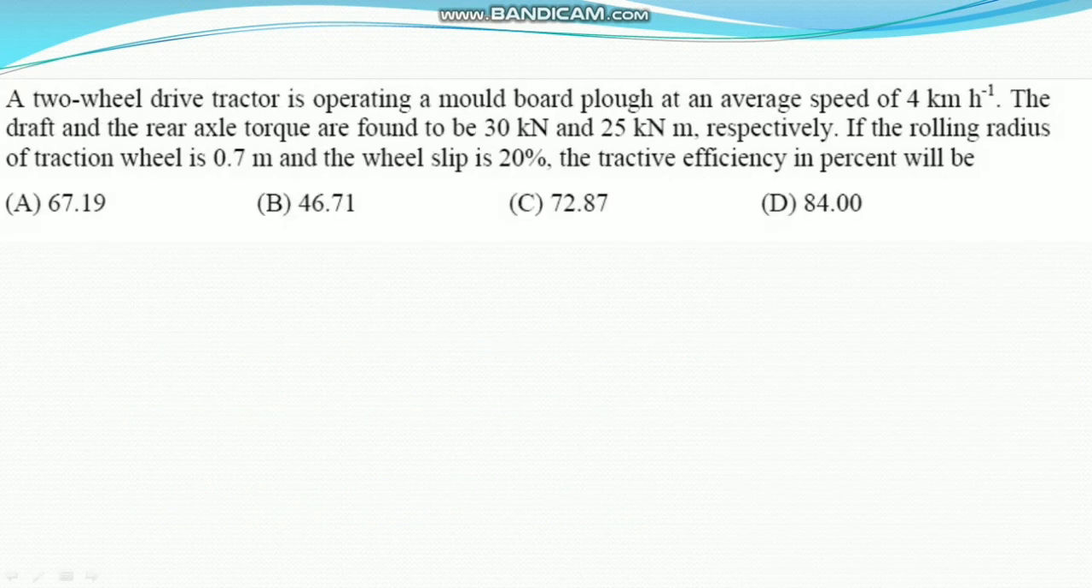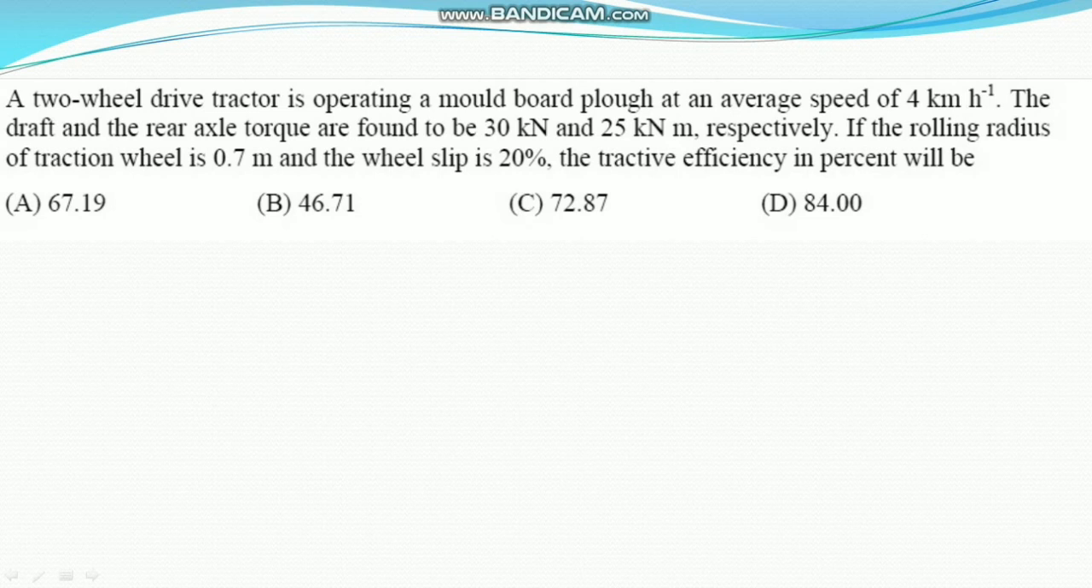Next, a two-wheel drive tractor is operating a moldboard plow at an average speed of 4 km per hour. The draft and the rear axle torque are found to be 30 kN and 25 kN·m respectively. If the rolling radius of the traction wheel is 0.7 meter and the wheel slip is 20%, the tractive efficiency in percent will be 67.19, 46.71, 72.87, 84. Basically, it's a very simple question.